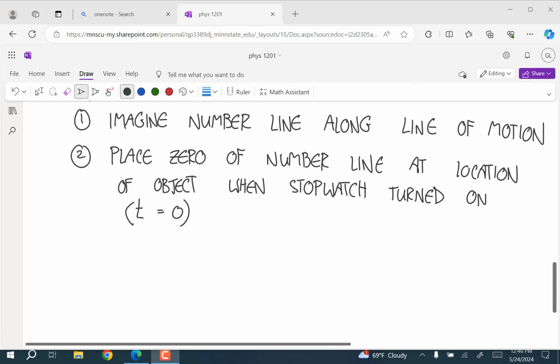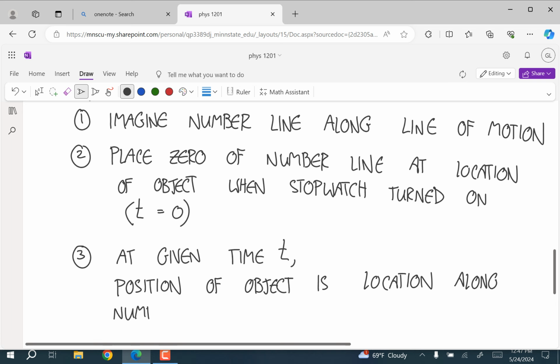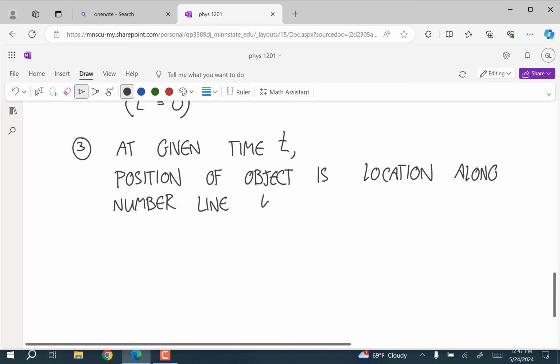Now that we have a number line in place along the line that the object's moving, at a given t, so that's when the stopwatch says t, could be 5 seconds or 20 seconds or half a second, but when that time comes up on the stopwatch, that's our given time t, and the position of the object is its location along the number line when the stopwatch says t.